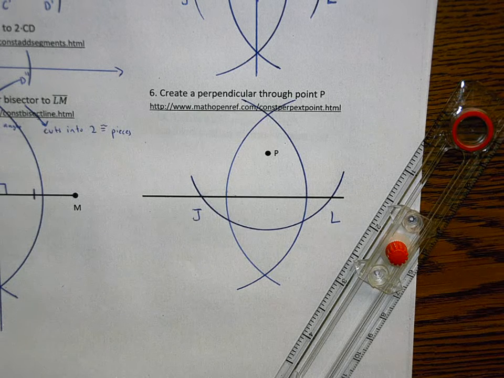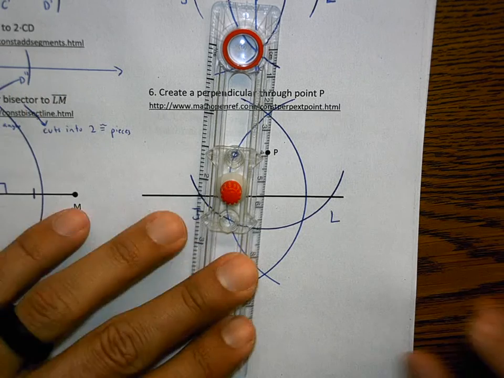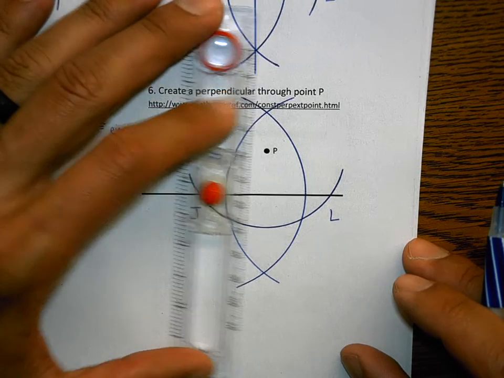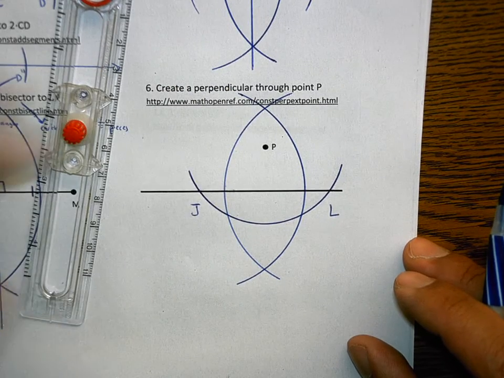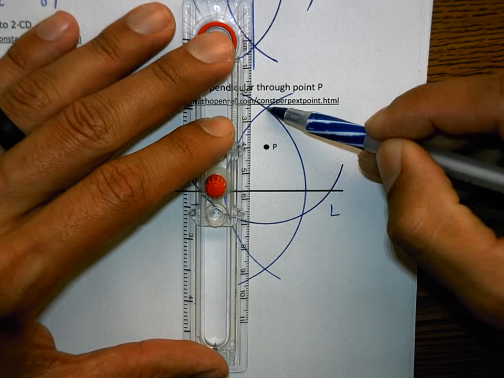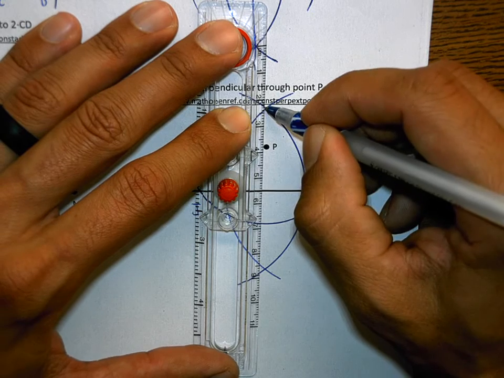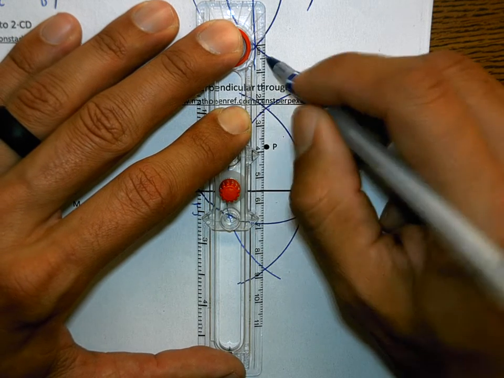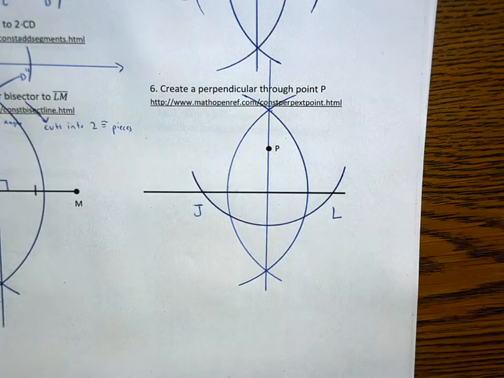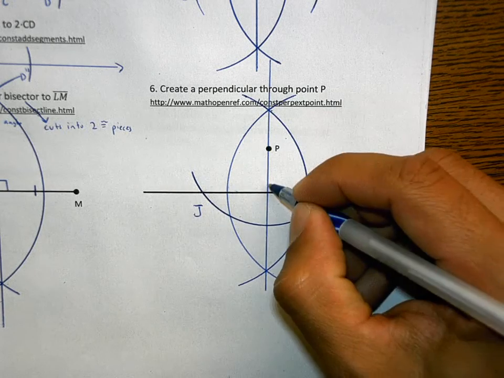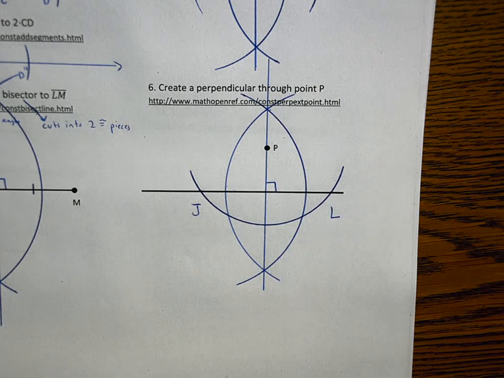Last thing. What do I do next? We connect this X marks the spot with that X marks the spot. I usually try to put my pin on it. Does it go through P? Yes. Is it perpendicular? Yes, it is. It's not a bisector, but it is perpendicular. We're going to stop our notes right there.